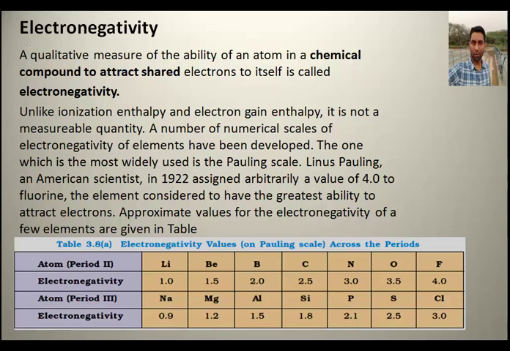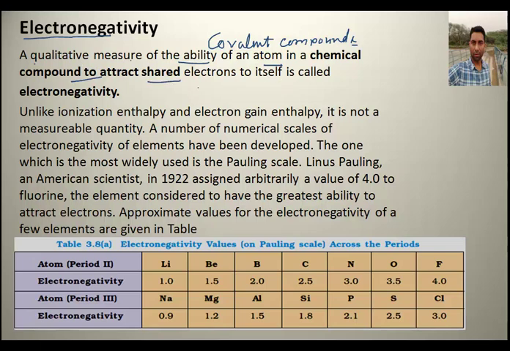Hello dear students. So today we are going to take up another physical property, electronegativity. This is an important property in case of covalent compounds. Now what is electronegativity? A quantitative measure of the ability of an atom in a chemical compound to attract shared electrons to itself.